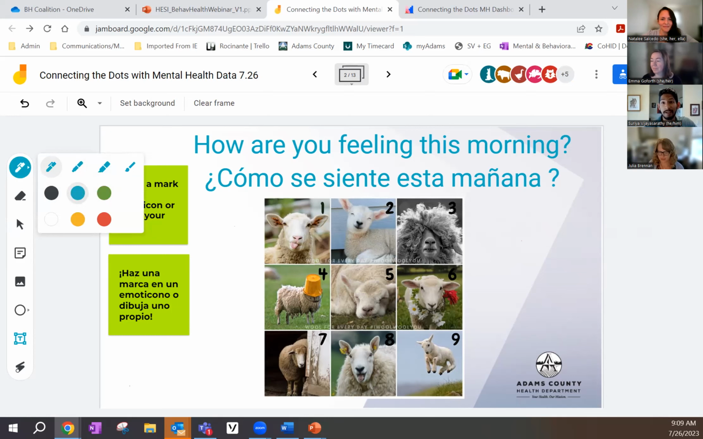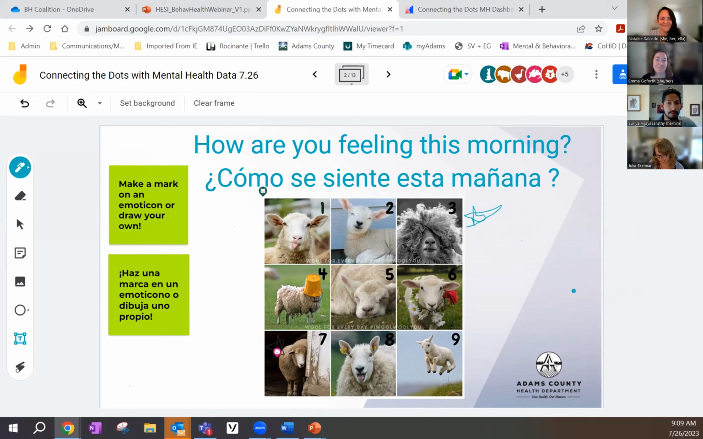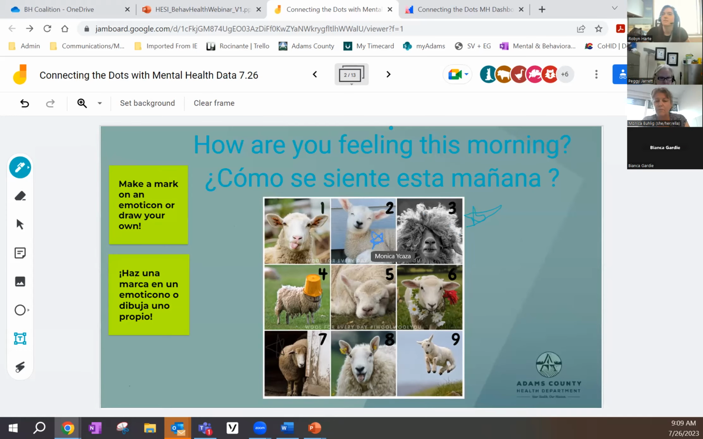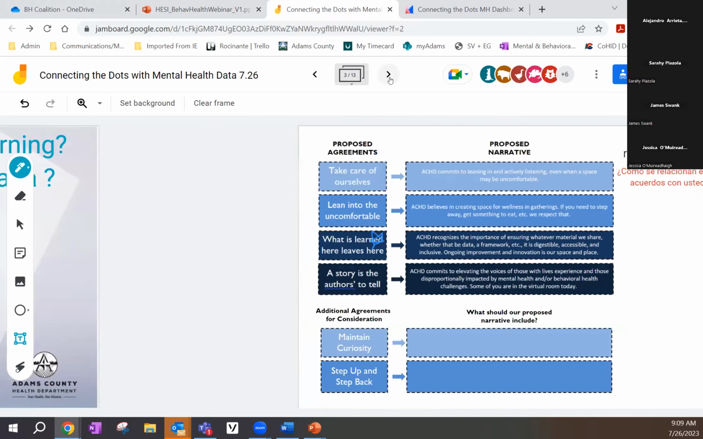For me personally, I'm feeling like I need a haircut. So I'm going to put a little star right there by this guy. It's a terrible star, but it's okay. So go ahead if you can, go through and add your little mark over there if you'd like. And we're going to keep moving along here.